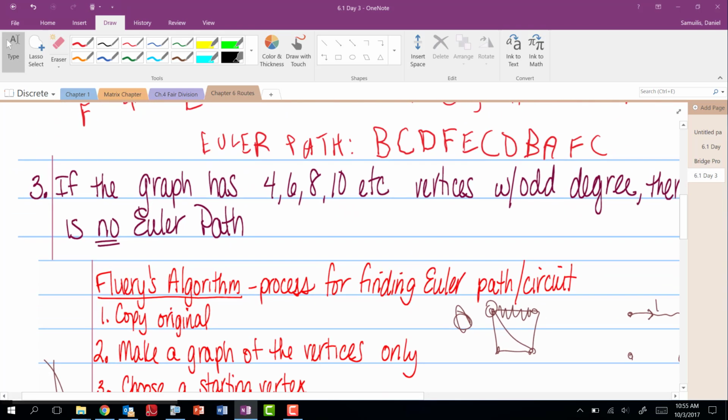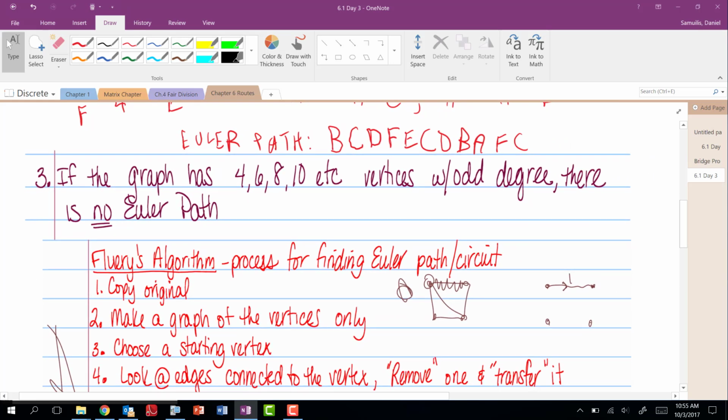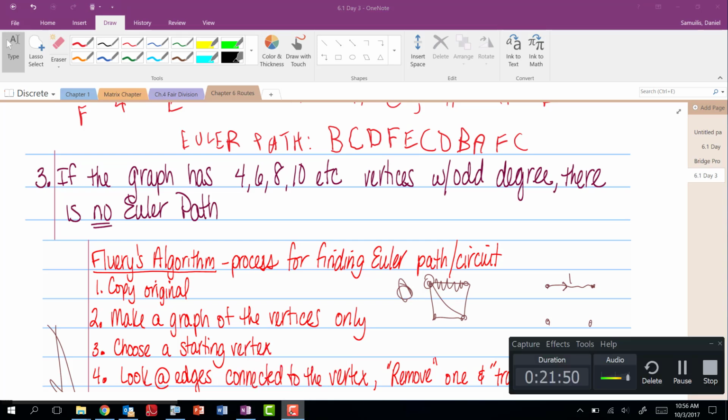Okay, all right. And then we already said this. If there is a graph that has 4, 6, 8, 10, anything more than 2 odd degrees, you don't have a path, nor do you have a circuit. That's an Euler path or circuit, is what I mean to say. So, big idea of the day. No odd vertices, you have an Euler circuit. 2 odd vertices, you have an Euler path. And we discovered that through the bridge problem.